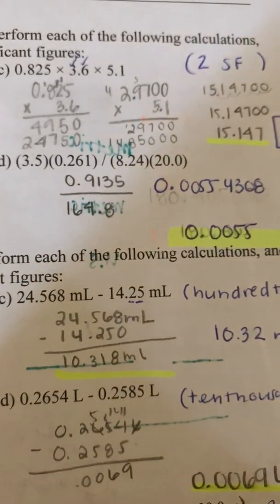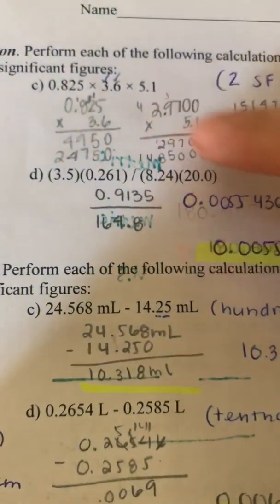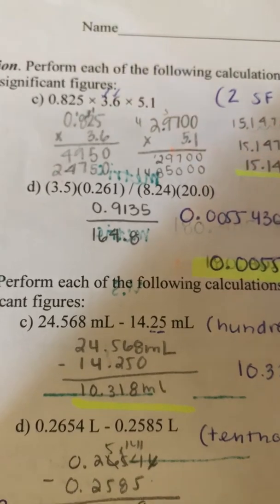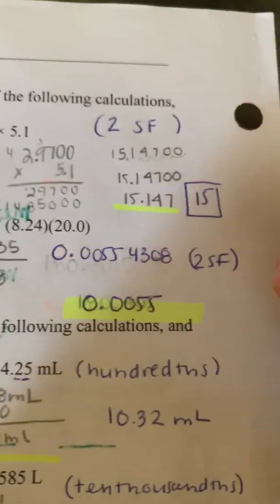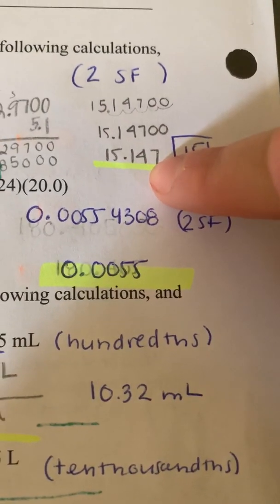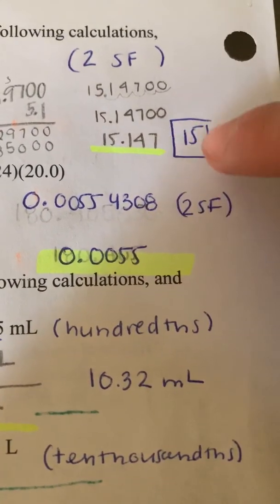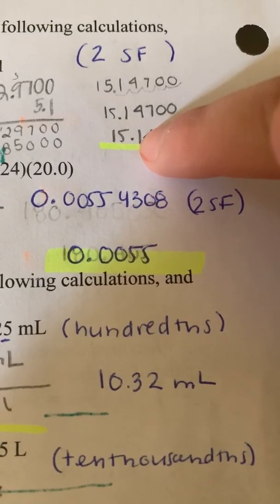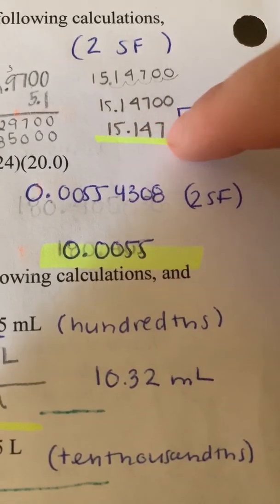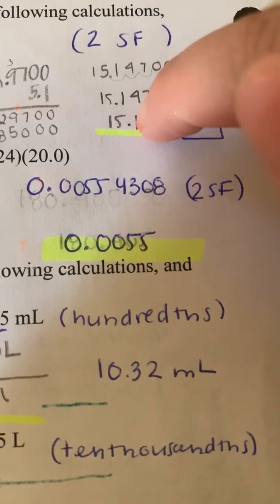Next one is letter C. So same thing, my smallest sig fig was 2. Out of my whole problem, I did all my work. This is what came out on the calculator, 15.147. And I remember I need 2 sig figs, but the 1 is smaller than the 5. So I wouldn't round it up. I'd leave it just as is.